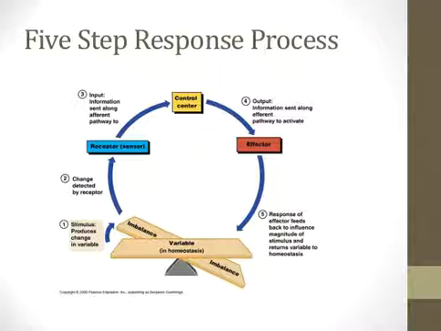This response or output is then transmitted to the appropriate body system by hormones and nerves. The last step is the effector or the body system that makes the appropriate change to maintain homeostasis.